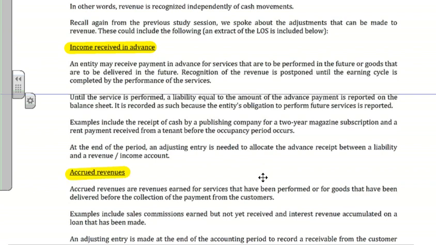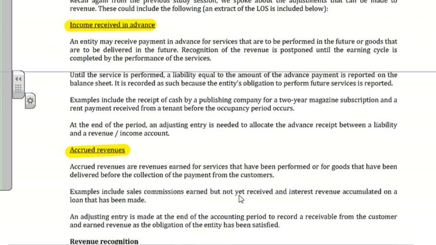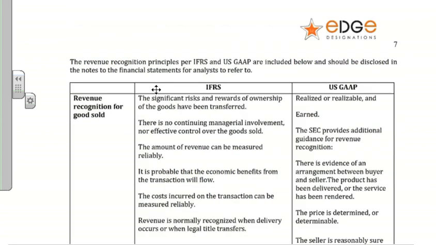Accrued revenue is a similar concept. Let's say I've done the service already, but I haven't yet received the money for it. It doesn't matter that you haven't received the money yet. What matters is the service has been done. You're owed the money, it should be coming in, so you can record that as revenue, even though you don't have cash. It's interesting to see that cash is not the key component in terms of my accounting. We can move over here to revenue recognition.